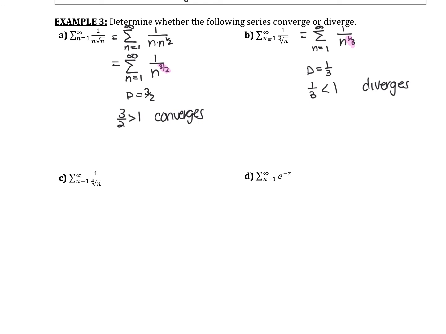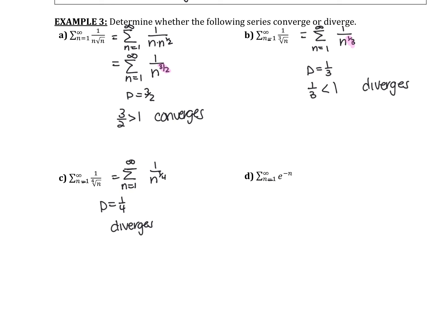Let's move on to c. We're going to use the same, I put a minus there too. I must have copied and pasted. So I'm going to rewrite this. This is the sum from n equals 1 to infinity of 1 over n to the 1/4. We see our p is equal to 1/4, and therefore this whole thing diverges.